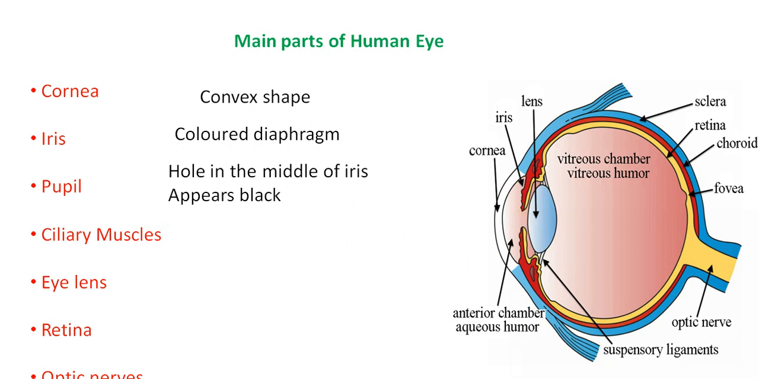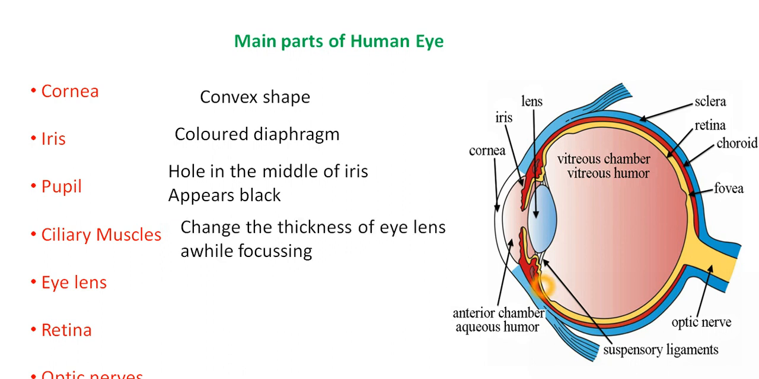Next important part, that is eye lens. Eye lens is a convex lens, made of transparent, soft and flexible material like a jelly made of proteins. And being flexible, eye lens can change its shape. It can become thick or thin to focus light on a screen. And this eye lens is held in position by suspensory ligaments. These are a type of connective tissues. One end of suspensory ligaments is attached to the eye lens, and the other end is attached to the ciliary muscles.